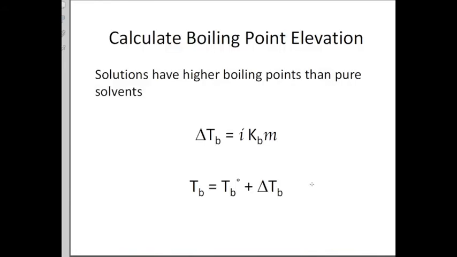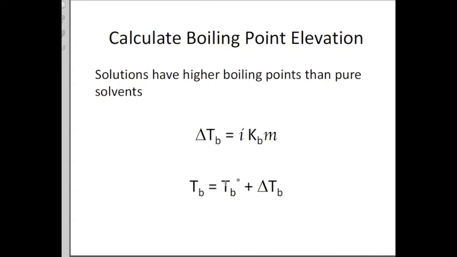We can now get back to our original point, which was calculating the boiling point elevation for a solution. Solutions are always going to have a higher boiling point than a pure solvent, and we'll measure this with our delta TB, the delta triangle symbol meaning a change in the boiling point. The equation has i, which is the Van't Hoff factor, Kb, which is a constant for the solvent, and m, which is the molality of the solution.